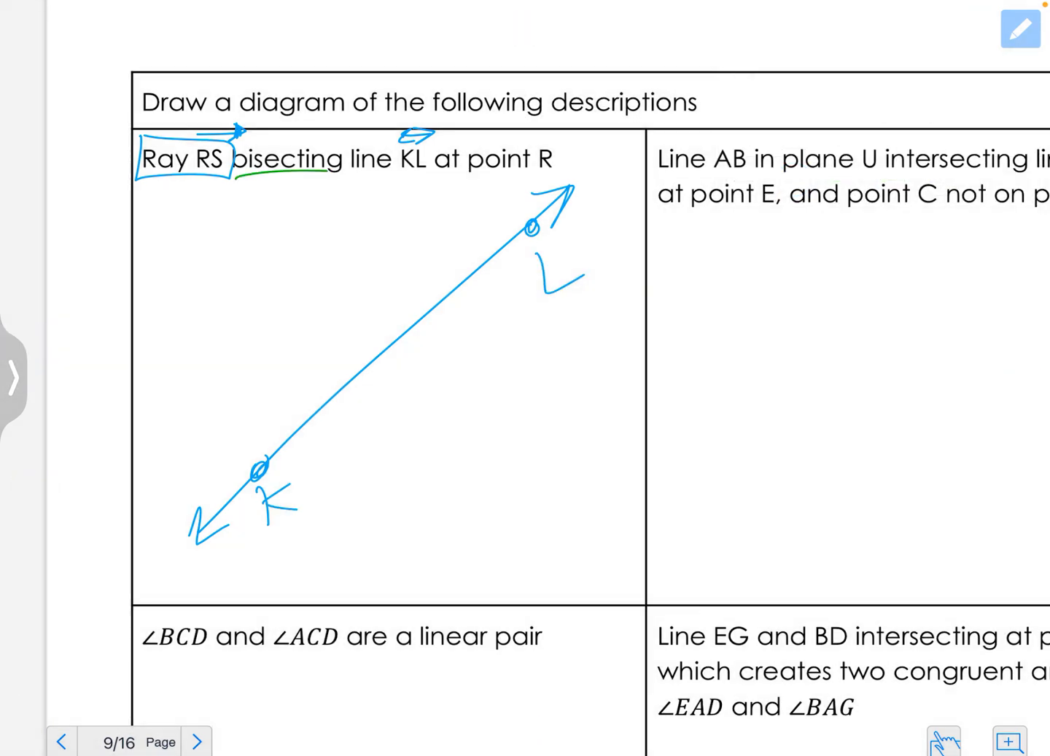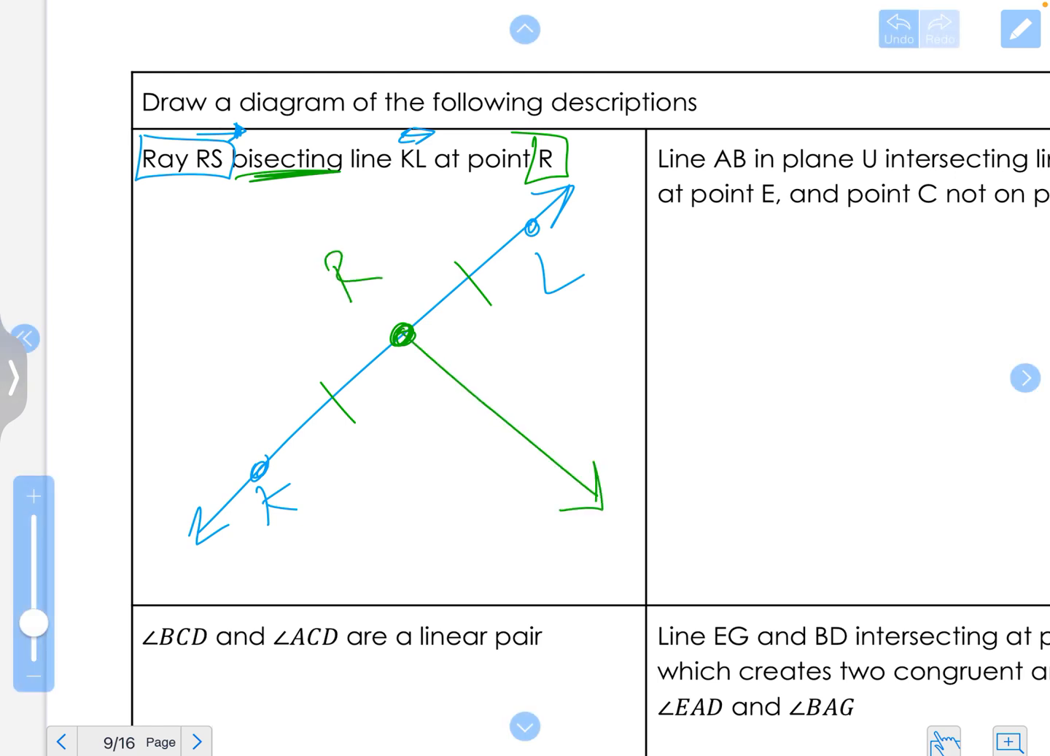Our next vocab word is bisect. So ray RS is going to bisect at point R. So I know that R is going to be the thing that divides it in half. And I know that the R is also going to be where my ray goes. So that's point R, which means somewhere over here needs to be point S.